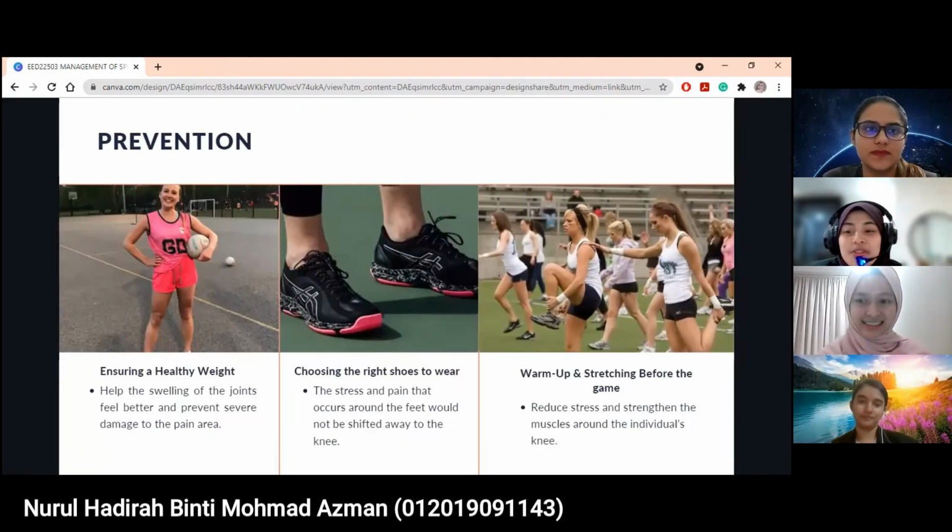Next, some of the prevention to avoid patellofemoral syndrome is ensuring a healthy weight, because our knee supports our body weight, and choosing the right shoes to wear so the stress and pain that occurs around our feet will not be shifted to the knee. It is also very necessary to warm up and stretch before the game. Next.